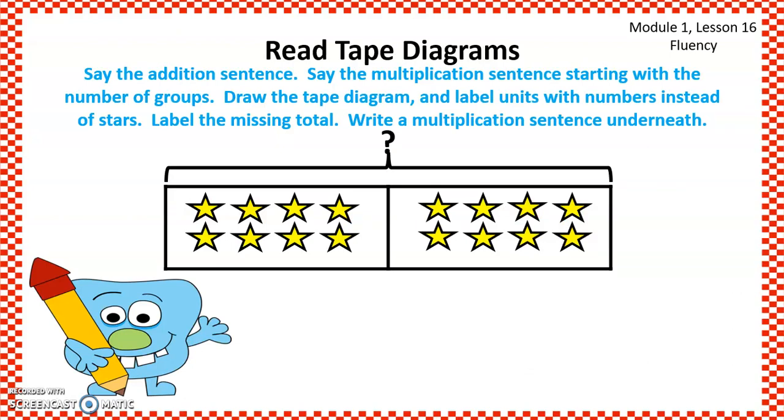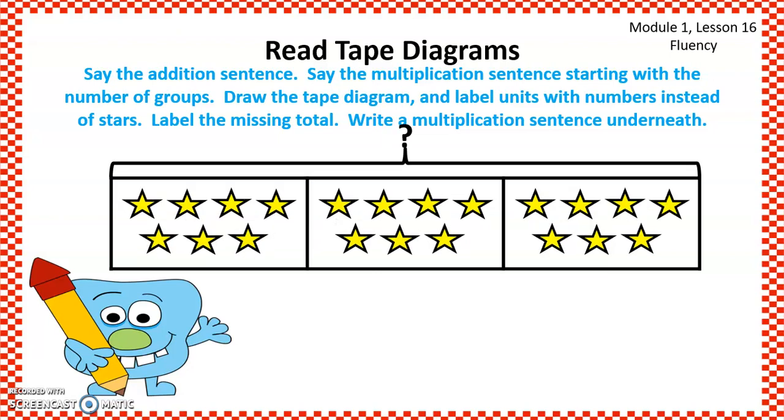By now you should be able to read tape diagrams. How many groups do we have there? What is the size of the group? Here there are 2 groups, and the size of this group is 8. So the multiplication sentence will be 2 times 8, which is 16.